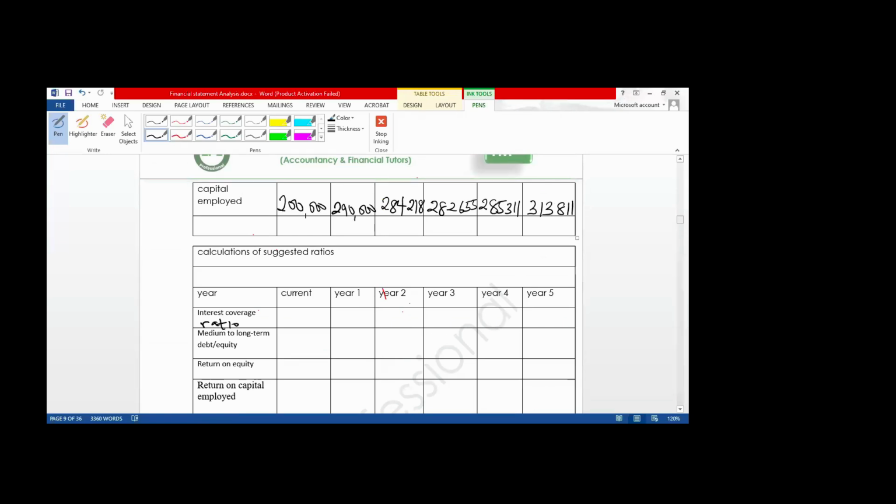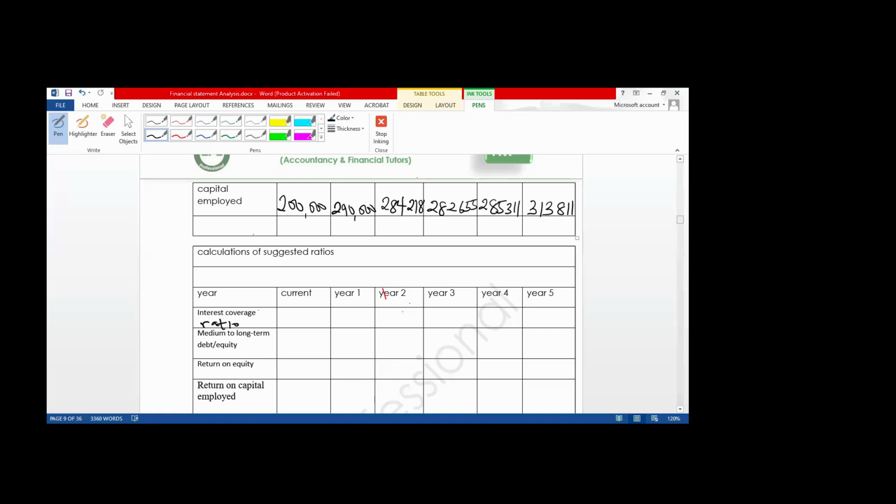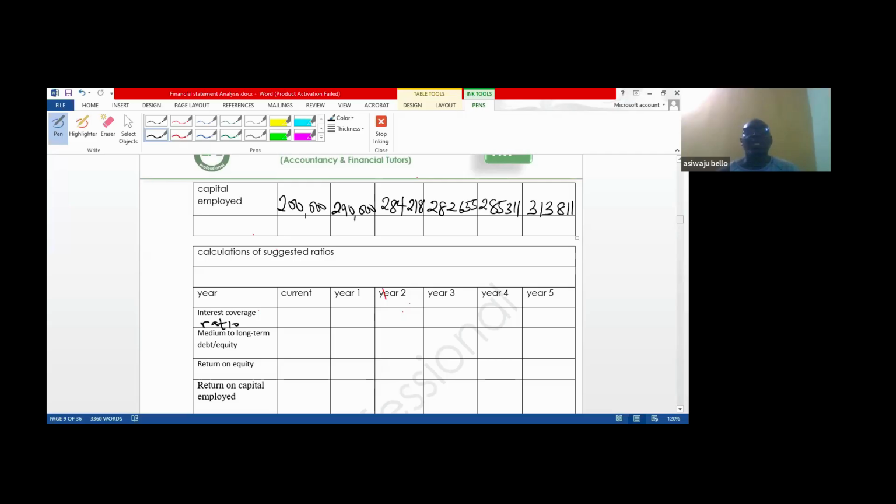Now, calculation of suggested ratios. Examiner gave us 4 ratios to calculate. Interest coverage ratio. My question to the class is, how do we compute interest cover ratio? Profit before interest and tax over interest expenses. Your profit before interest and tax divided by the interest expense.